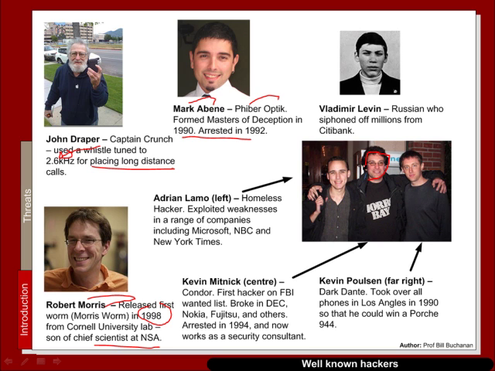We have Kevin Mitnick, who was known as the Condor. He was the first hacker on the FBI's wanted list and broke into Digital, DEC, Nokia, Fujitsu, and a few other companies. He was arrested in 1994 and is now a security consultant. Then we have Kevin Poulsen, who was known as Dark Dante, and he took over all the phones in Los Angeles in 1990 so that he could win a Porsche 944.